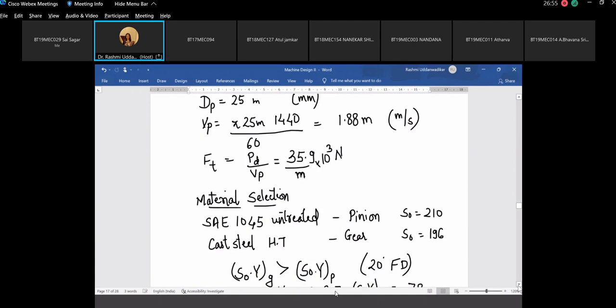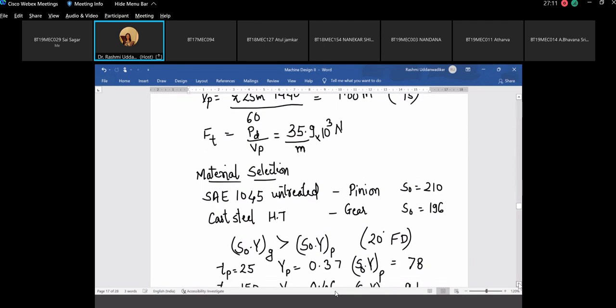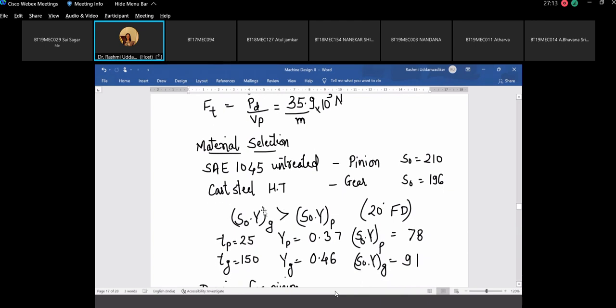Then we selected these two materials: SAE 1045 for the pinion and cast steel heat treated for the gear. Although the value of S0 for SAE 1045 is higher than that of the gear, when we check which material is stronger, whether gear or pinion, we take into account its material plus the tooth geometry, which again depends upon the number of teeth on pinion and gear.